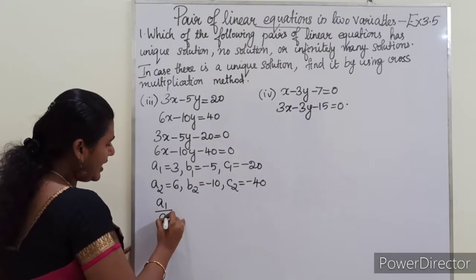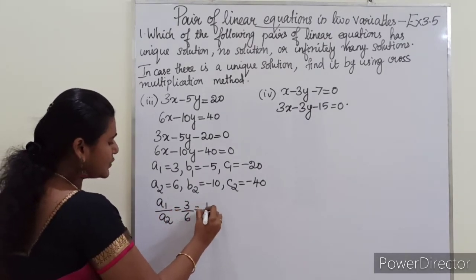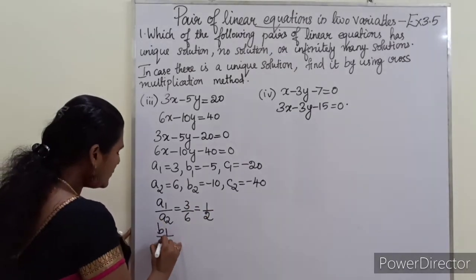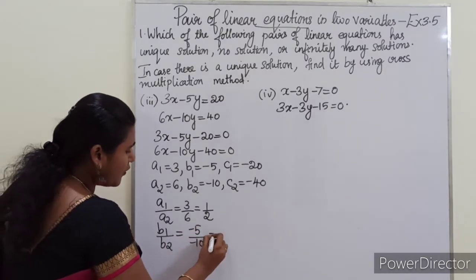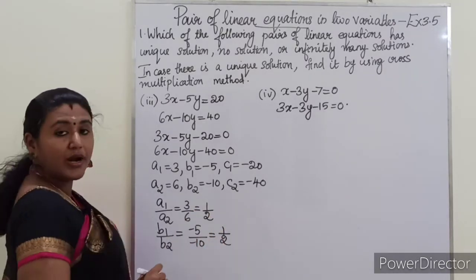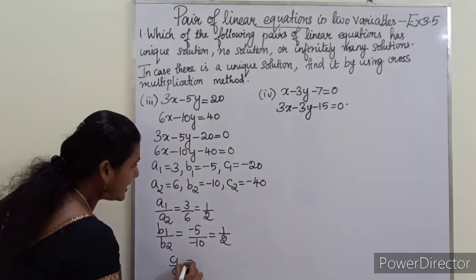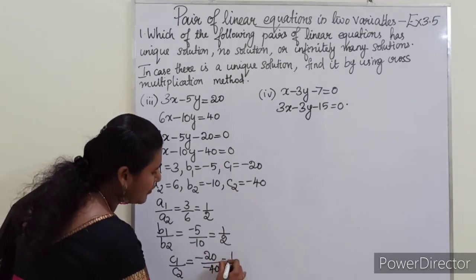So A1 by A2 is equal to 3 by 6. So we can simplify this. So we will get 1 by 2 as answer. Now B1 by B2 is equal to minus 5 by minus 10. So this also, when you simplify, you will get 1 by 2. Now we will find out C1 by C2. So C1 by C2 equal to minus 20 by minus 40 is equal to 1 by 2.